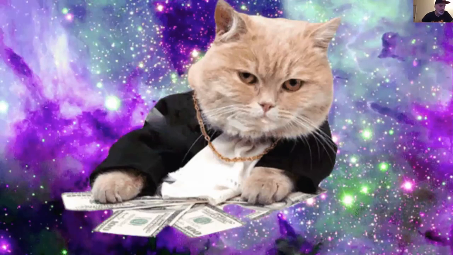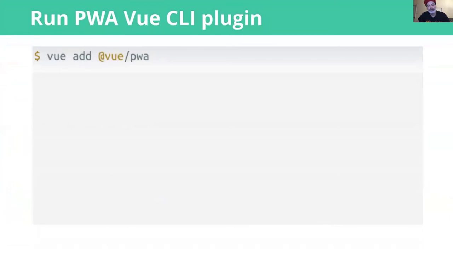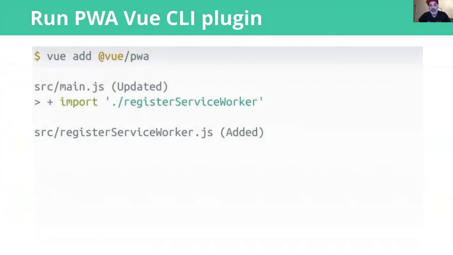Let's see the time. I still have some time, so let's make it a PWA. We have covered what the features are that we are after, so let's see how we do that. When using Vue, we can run a Vue CLI plugin, which is called PWA, so it's very easy to remember. We just need to run vue add @vue/pwa. That's going to make some changes in your Vue app, and mainly it's going to make a change in your main JS file, and it's going to import this register service worker.